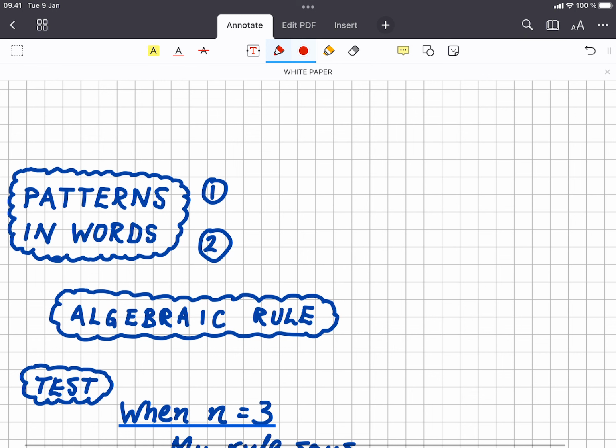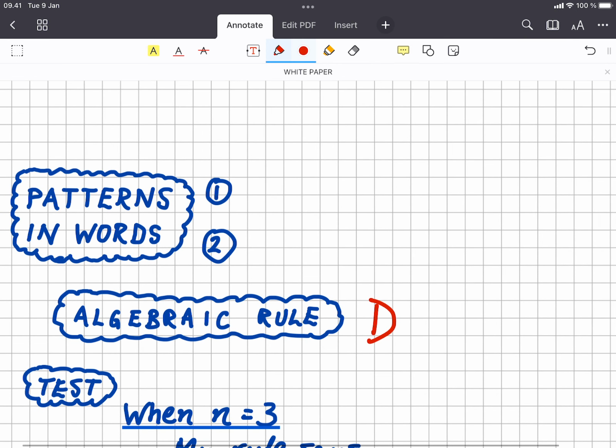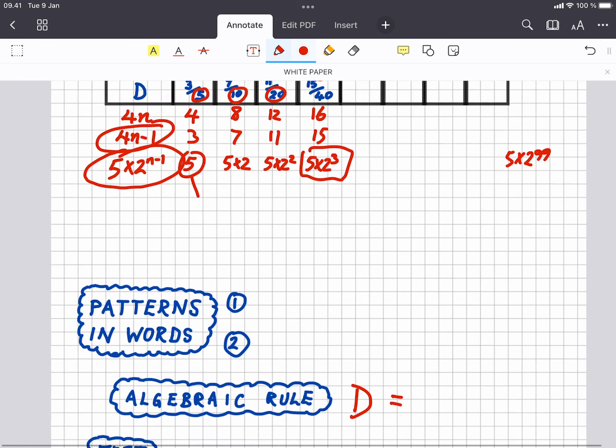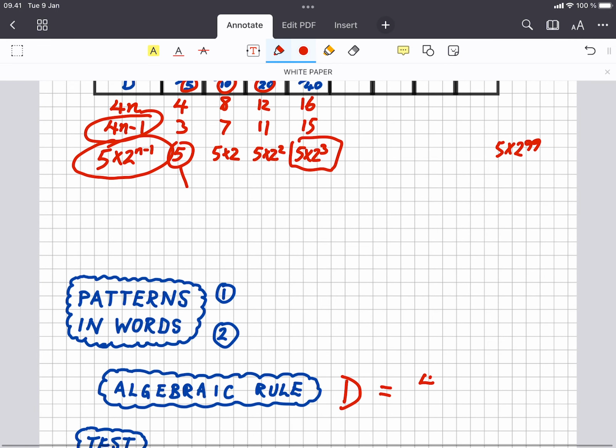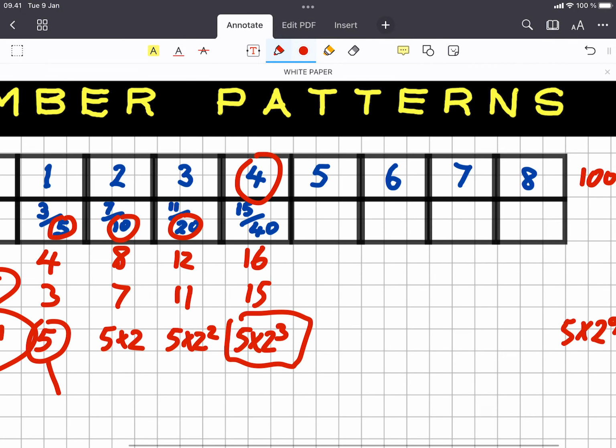So algebraic rule D equals, so our rule for the top was 4n minus 1. Our rule for the bottom was 5 times 2 to the power of n minus 1. So make those into one big fraction. That's our algebraic rule. I've never seen one this hard in the exam, by the way. Now let's predict the remaining terms in the table.